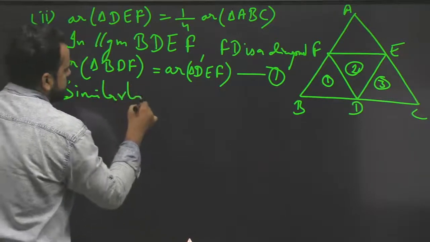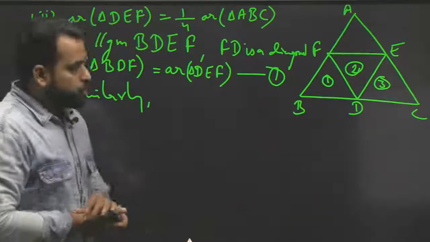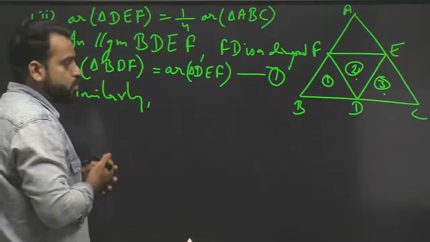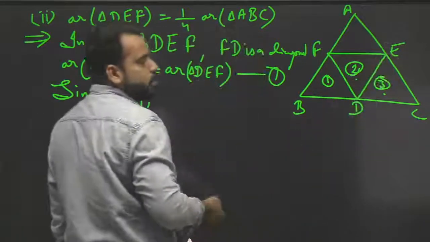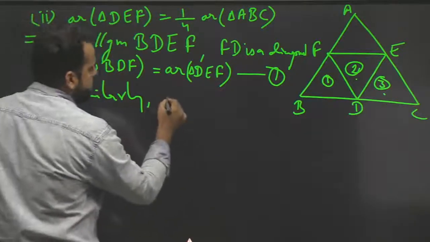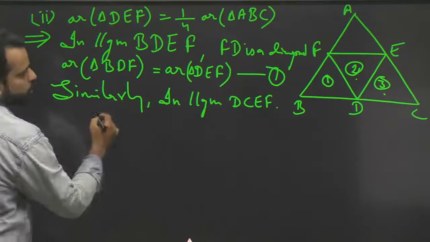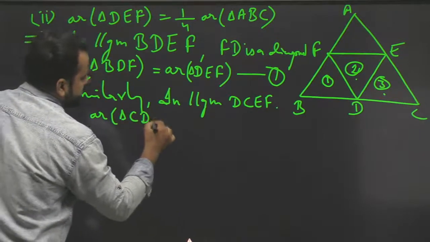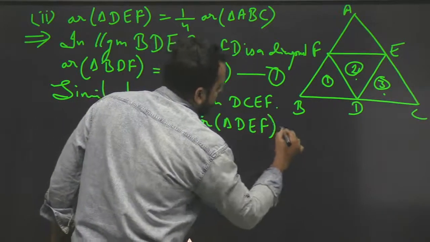Similarly we can say in this case DCEF is also a parallelogram, correct, and DE is also a diagonal. So triangle number 2 is also equal to triangle number 3 in terms of area. We can write the whole process again: DCEF is a parallelogram and DE is a diagonal, so it divides the parallelogram into two equal triangles again. So in parallelogram DCEF, we have DE as a diagonal, so area of triangle CDE is also equal to area of triangle DEF, and this is our equation number 2.